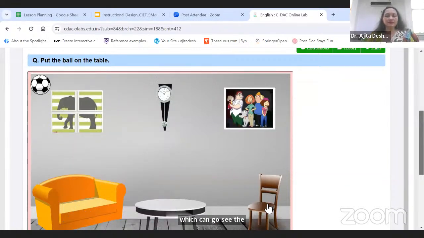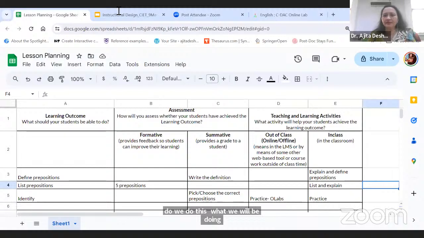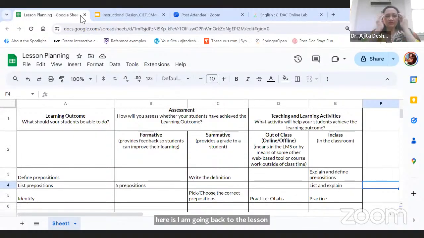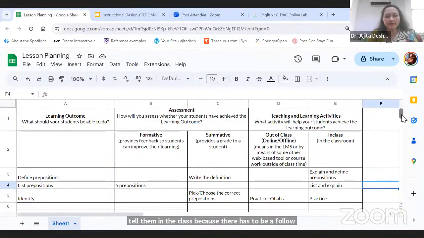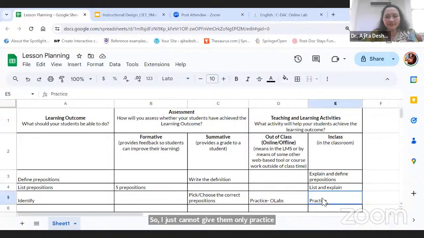And then how do we do this in the class? What we will be doing here is, okay, I'm going back to the lesson planning part, where the students have done this activity. That is, they have practiced using OLabs. Now, what do I tell them in the class? Because there has to be a follow-up teaching activity in the class, right? So I just can't give them only practice here. If I'm going to give practice as OLabs, then I will have to ask them to reflect on the practice using OLabs.